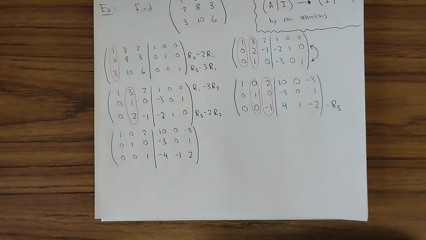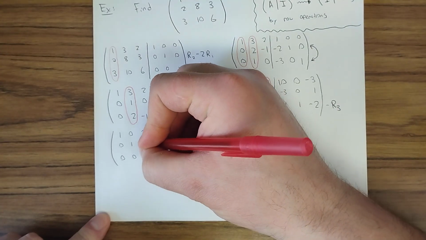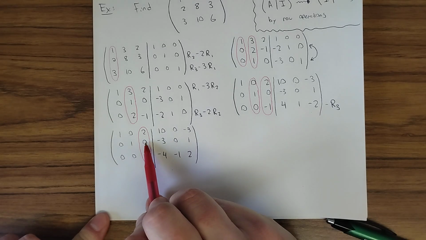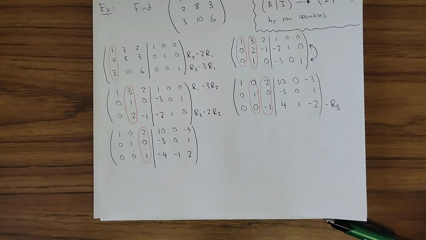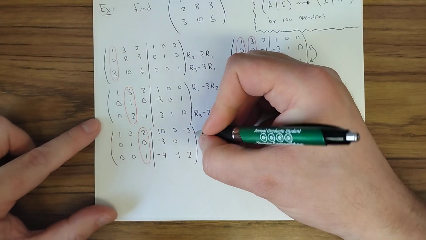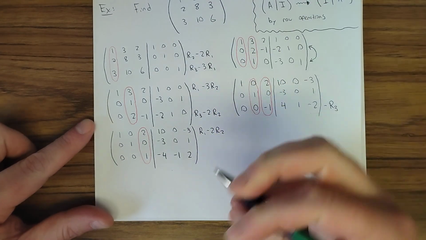So there I am, and I'm trying to get happy with this column, and I'm almost there. I like this 1. I like this 0 because I want zeros above. The only thing I don't like is this 2. So I'm going to use the 1 to get the 0. I'm going to take row 1 minus 2 row 2.